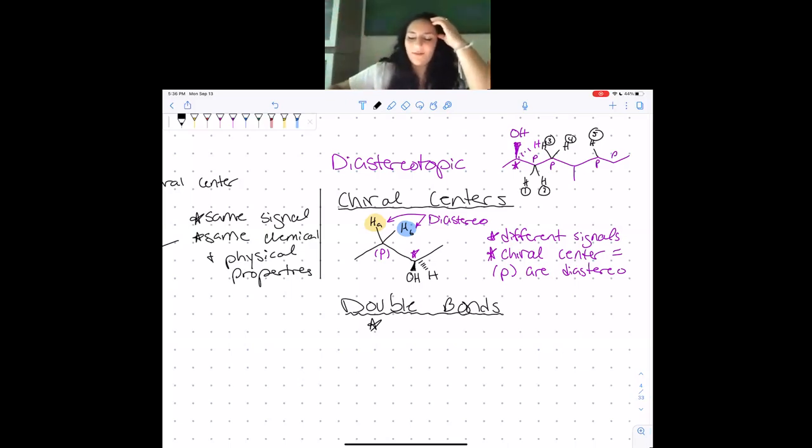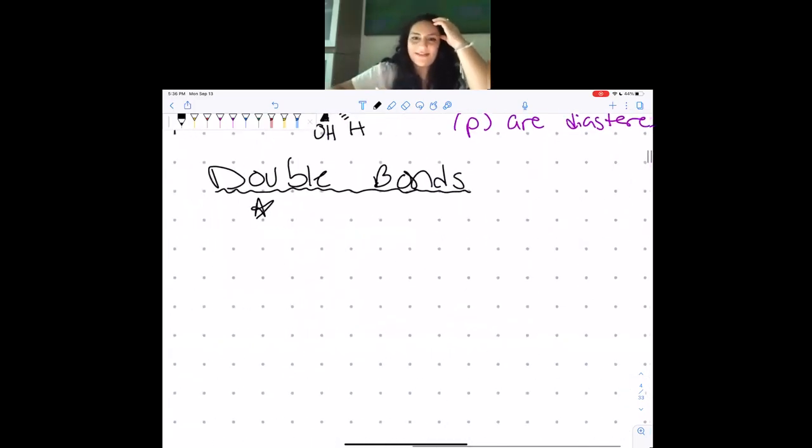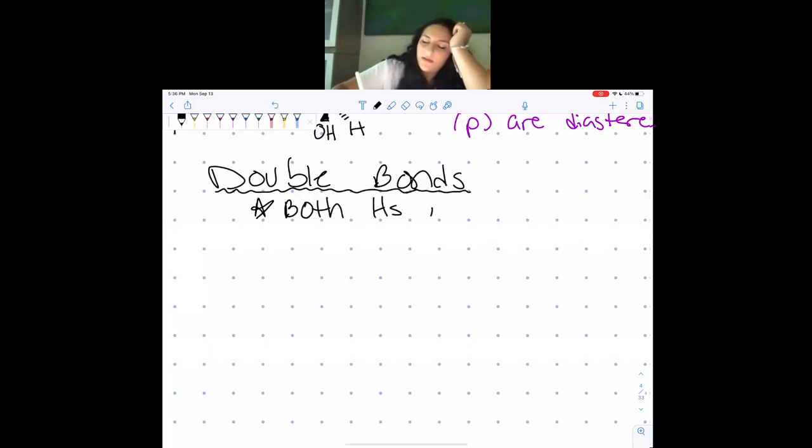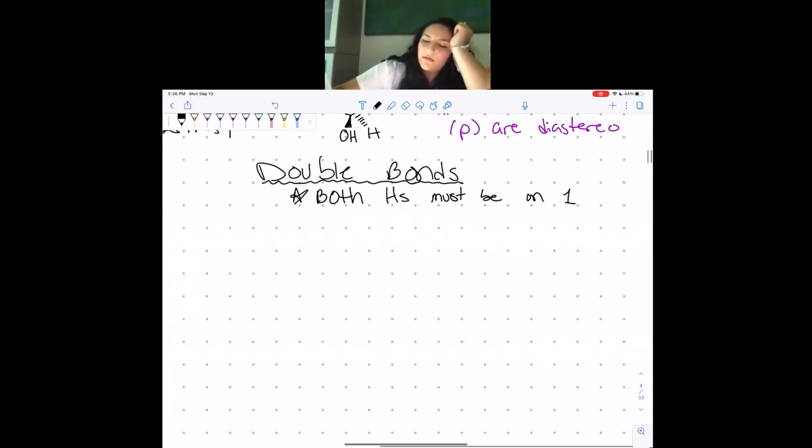All right, so back to double bonds. Sorry for getting distracted. For a double bond, there are two rules that you need to follow. One, both H's must be on one carbon.